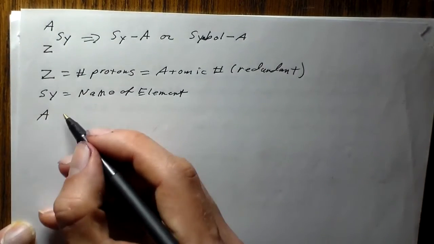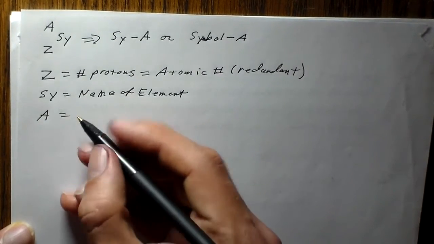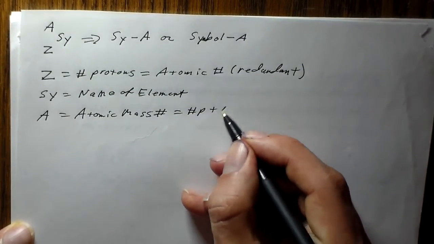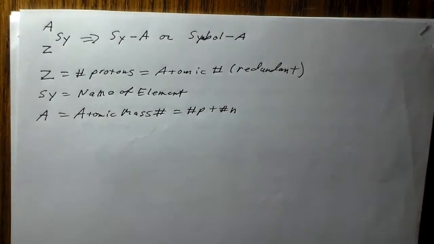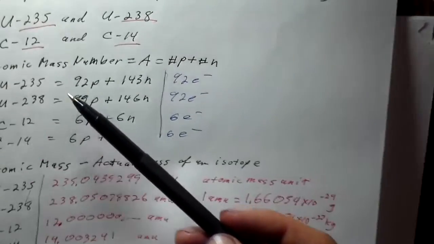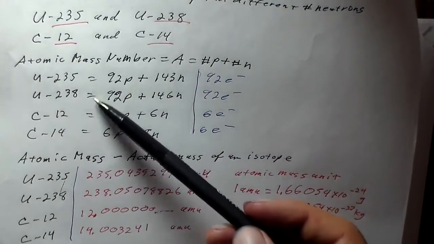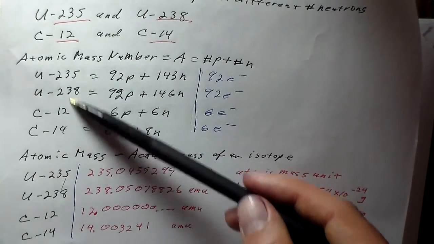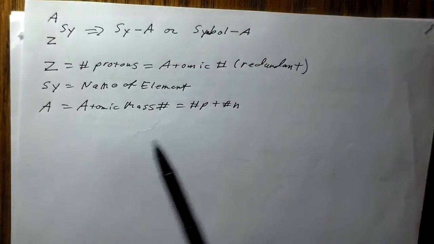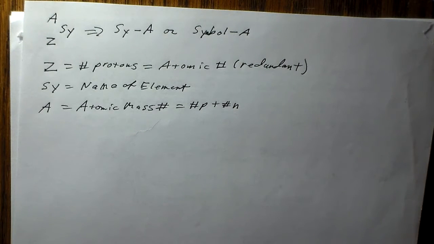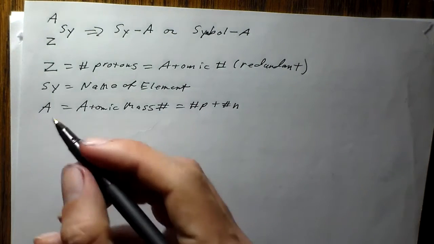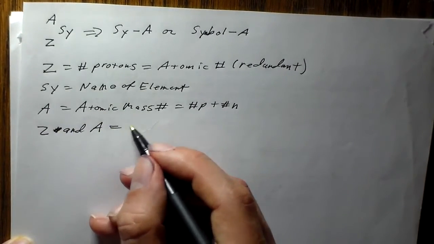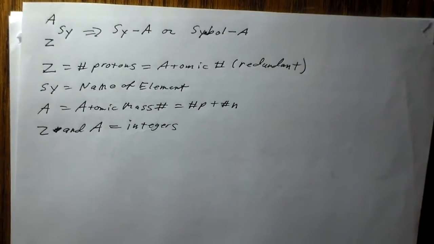And then down here, A is equal to the atomic mass number. This is equal to the number of protons plus the number of neutrons. Just like we were talking about earlier, these numbers do not represent the number of protons or the number of neutrons, but this represents protons plus neutrons. So we just have to be very careful about that. And the Z and the A are both going to be integers, so these are just going to be whole numbers.